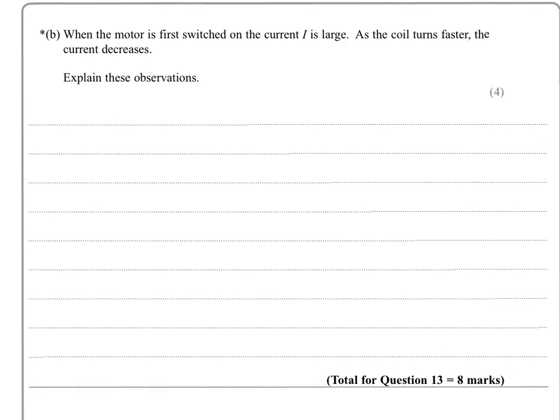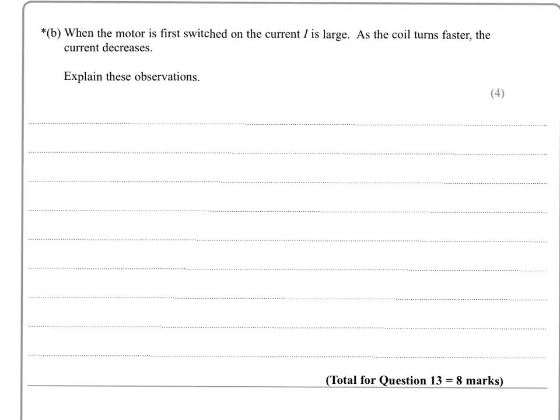Okay, 13b then. When the motor is first switched on, the current I is large. As the coil turns faster, the current decreases. Explain these observations. Okay, now this is linked to the coil's sort of split personality, because it thinks initially that it's part of a motor, but as it starts to rotate, it finds that it is a coil rotating in a magnetic field, and that makes it a dynamo.